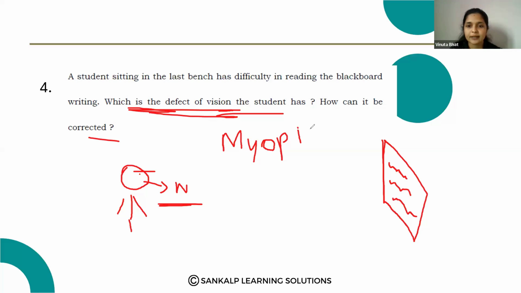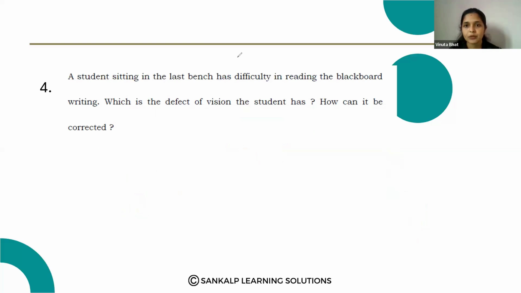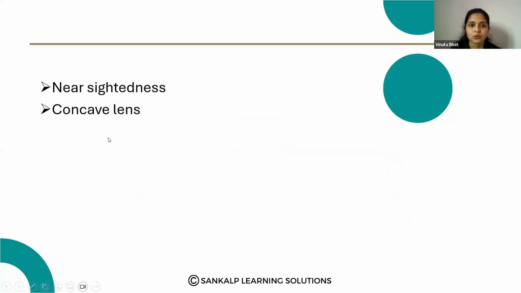So how can it be corrected? It can be corrected by using the concave lens. So that is the disease, that is nearsightedness. Then which type of lens can we use here? That is the concave lens.